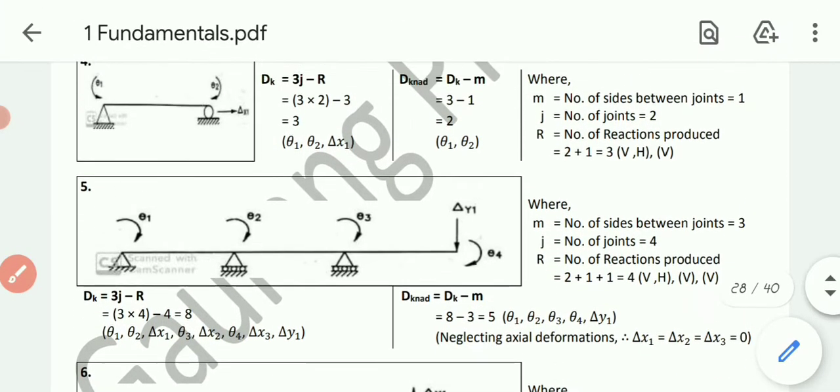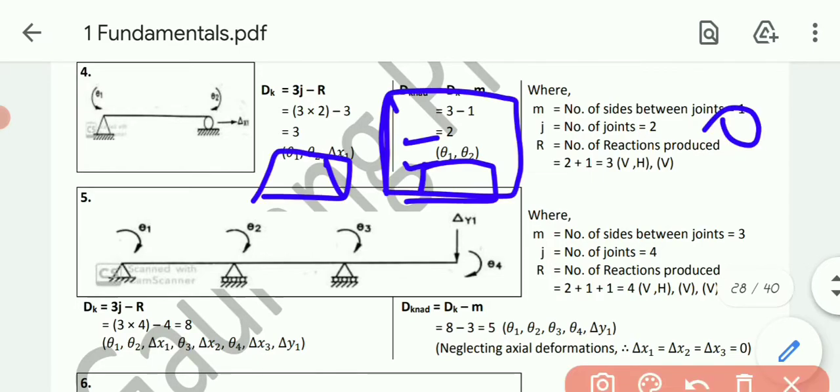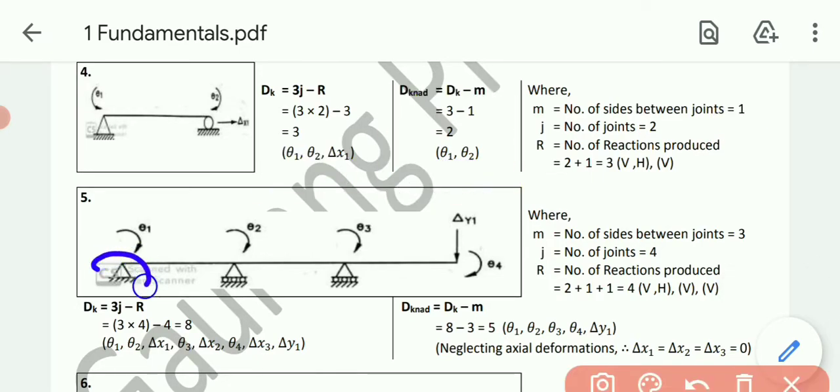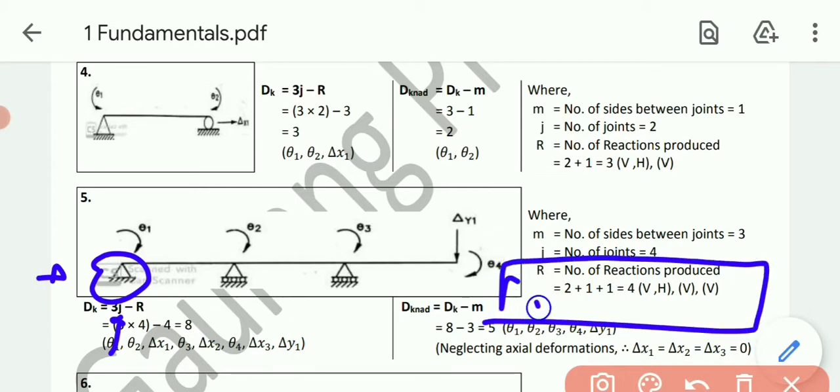So in this one axial deformation delta x is neglected, so the final answer is theta 1, theta 2. Okay, now example number 5. In this one, hinge support, so vertical and horizontal, roller support, so vertical only, plus 1. So ultimately the total reactions produced will be 4.